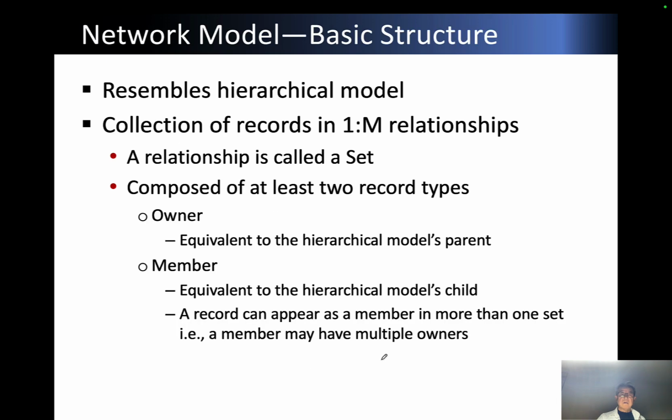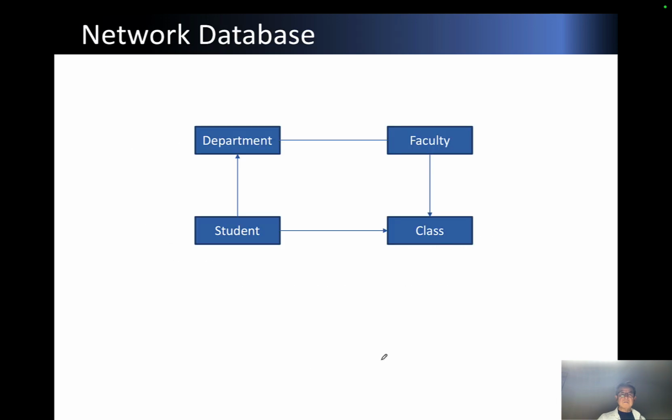And then network models were also introduced. So if we see department and faculty, department and faculty are related, and department and students are also related, students and class and faculty. Somehow they are linked, okay? So this type of network data model was also introduced.